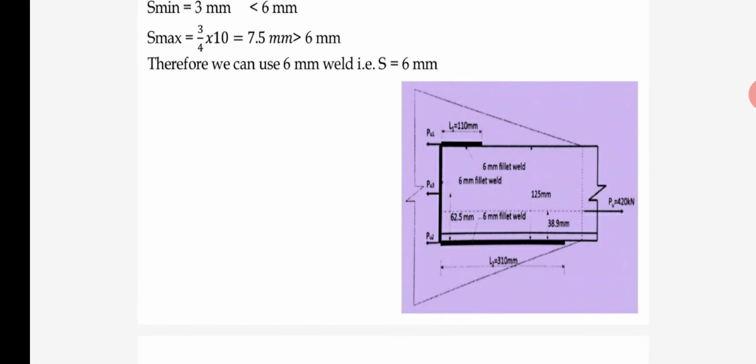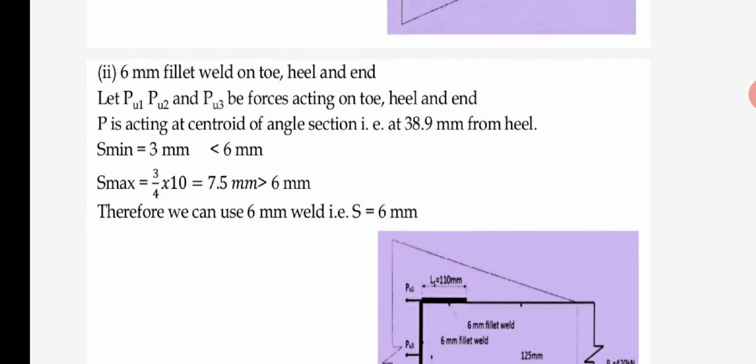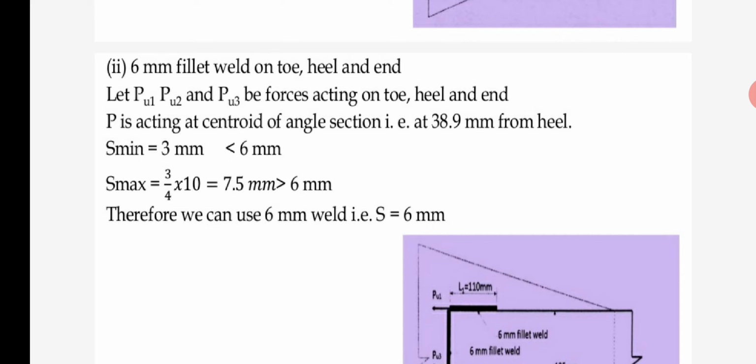You can see this figure: PU1, PU2 and PU3. Now P is acting at the centroid of the angle, as will be shown in our first case. It should act at CXX. The CXX value is given according to the steel table as 38.9 mm.